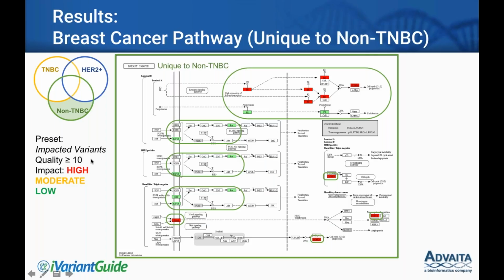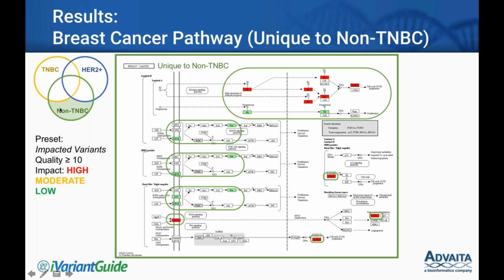Importantly, I want to point out that the preset that I used did not select for cancer genes. The only criteria I used were quality threshold greater than or equal to 10, and predicted impact of high, moderate, or low. So I didn't want to include any modifier variants. I only wanted ones that I thought would have a substantial impact on the transcript. So this is unique to non-TNBC.